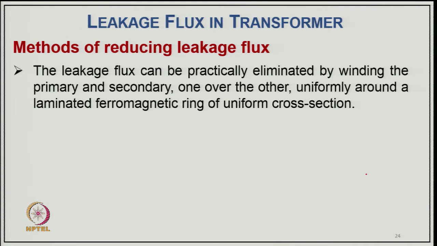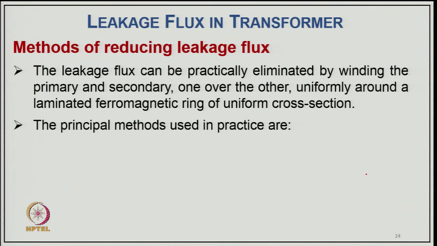So, leakage flux can be practically eliminated by winding the primary and secondary uniformly around the limited ferromagnetic material of uniform cross-section area. It means we put both the windings on the same structure, with the primary and secondary windings on one limb, above and below. So, that certainly reduces the leakage flux and leakage reactances.